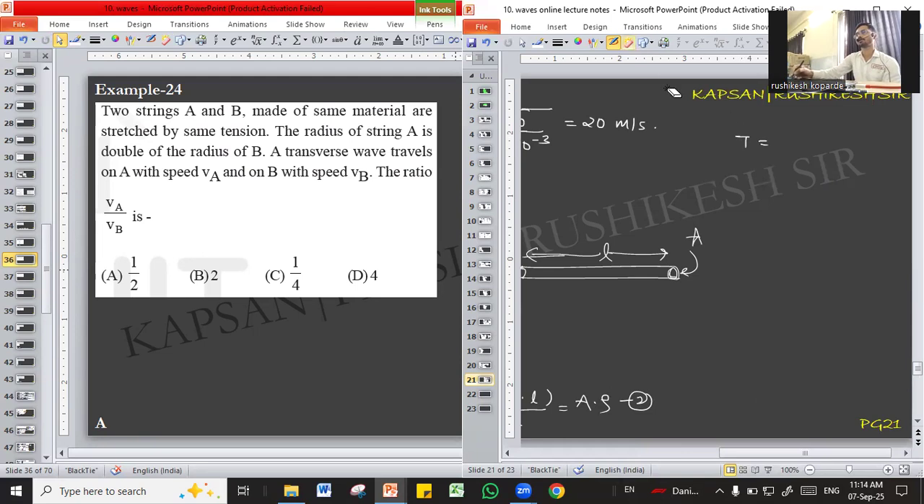What is the speed of the transverse wave on the string? V is equal to under root T upon mu. So T is T. Mu, mass per unit length, is what? Area into density. Here the area of cross section is not given. Radius of cross section is given. So write down pi r square into rho. Correct?